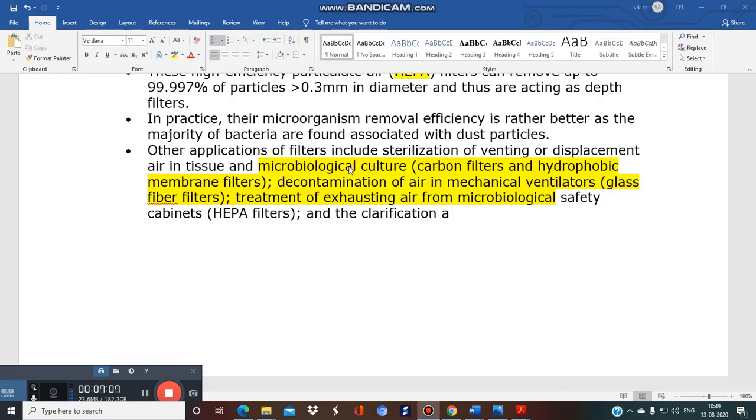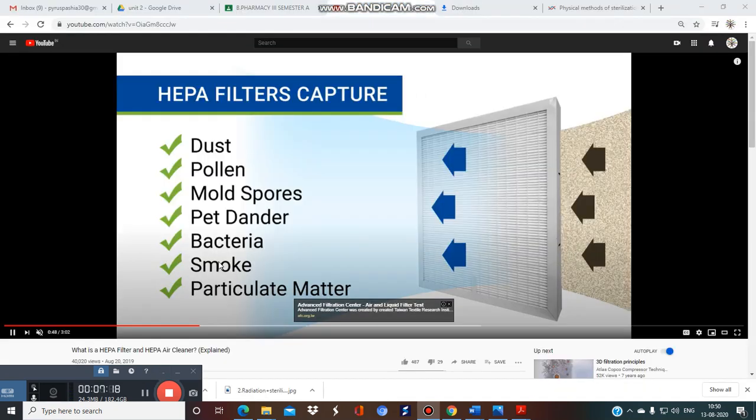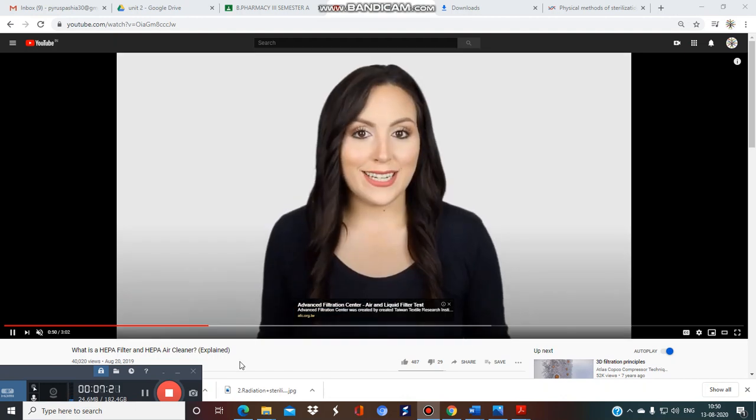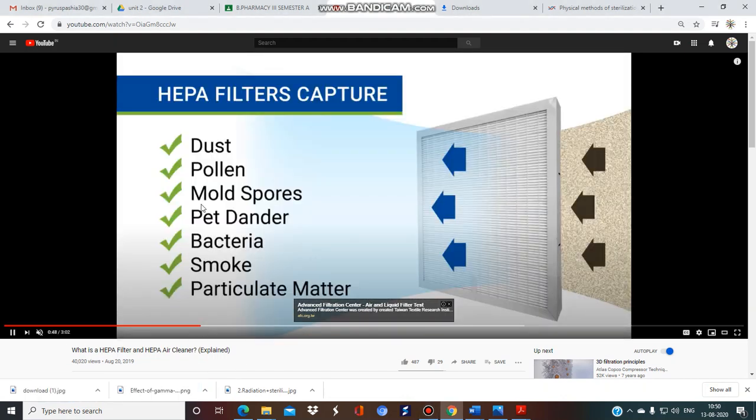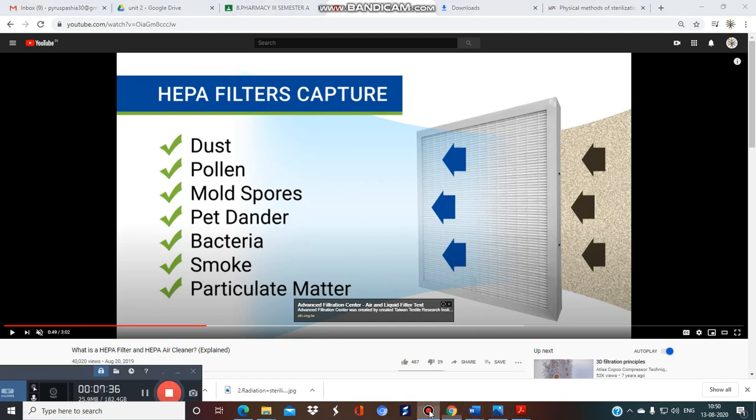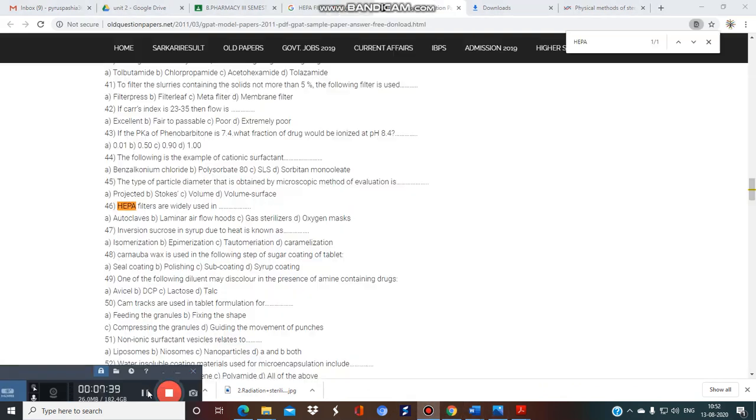So see other applications, that is the use in tissue and microbial cultures. And where is the HEPA filter used? Yes, it will capture the dust, the pollens, the mite. You can see here. Bacteria, smoke, particulate matter. So these all are under the range of the HEPA filter. So let's see more applications.